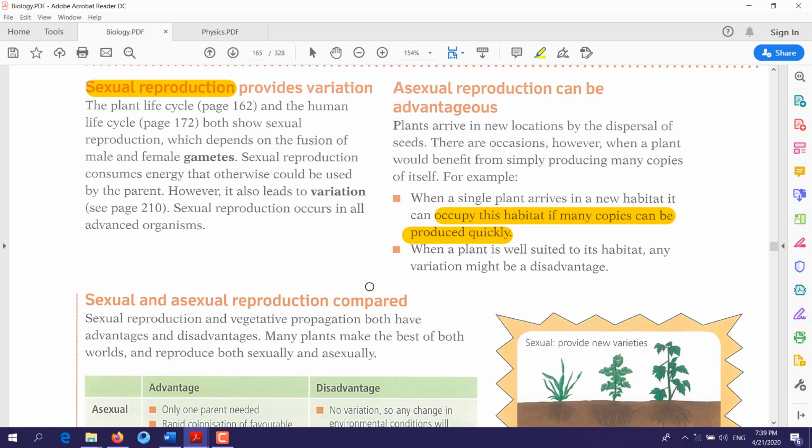For sexual and asexual reproduction, if we compare between them, we will see each kind of reproduction has advantages and disadvantages. For example, let's take an example of asexual reproduction. Asexual reproduction can be advantageous. Why or how?